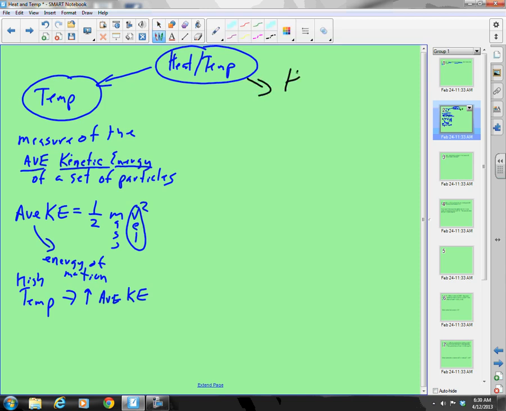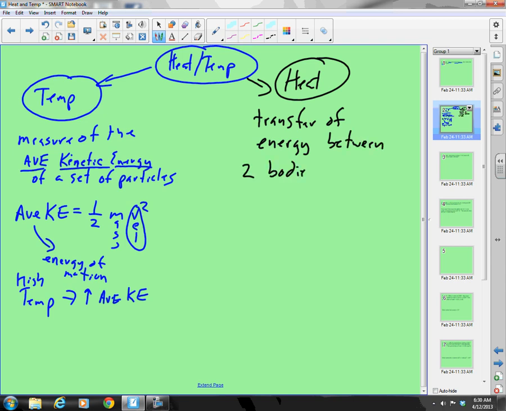Well, heat is a completely different concept. Heat is really a form of energy, or really the transfer of energy between two bodies due to a difference in temp. Okay, so heat is energy, and it is a transfer of energy, and that transfer occurs because things are at different temperatures.